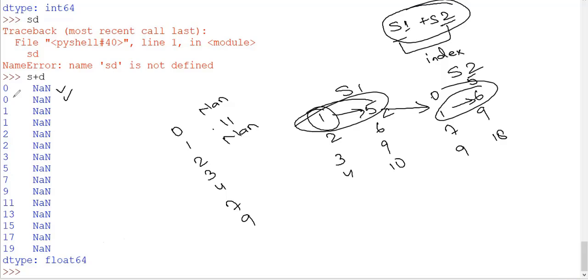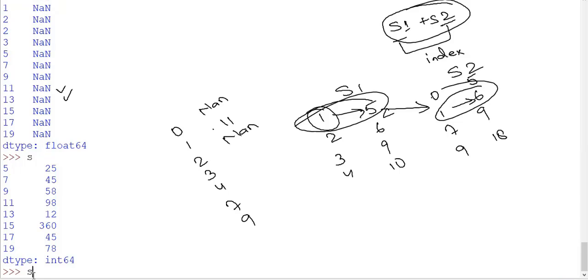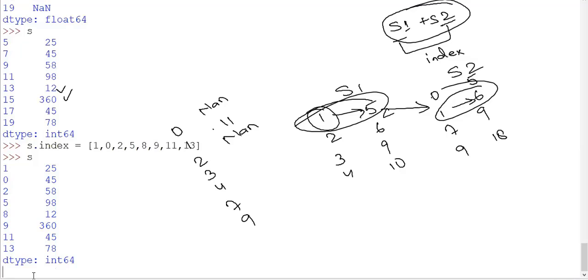Okay, I'll show you. I'm going to change the index of S. How many elements are there? 1, 2, 3, 4, 5, 6, 7, 8. There are 8 elements. So I'll write S.index equal to, first 5, 1, 0, 2, so the first 3 elements match, and the rest I'll write something like 5, 8, 9, 11, 13. Done. Now I'm going to do the operation S plus D.